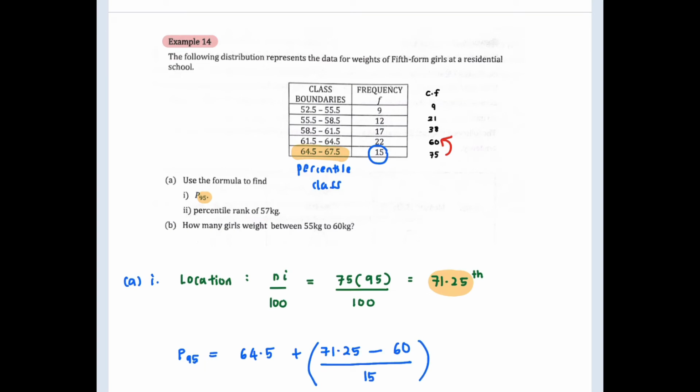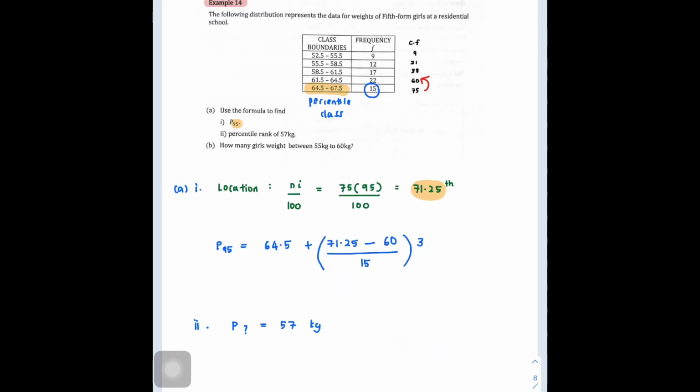Times your C. C is what? Class width. How to find the class width? Upper boundaries minus by lower boundaries. So 67.5 minus 64.5 is 3. And then just calculate everything. So you have the answer 66.75 kg. Okay, that is how you find the percentile value if you are given the group frequency distribution table.